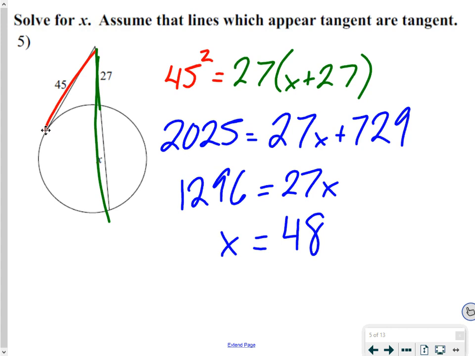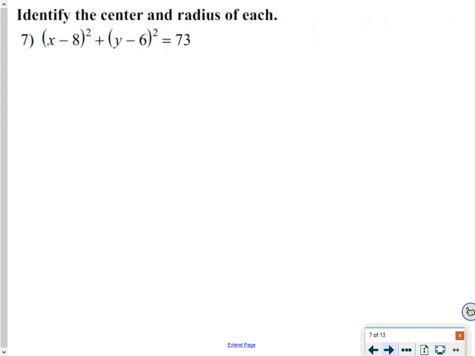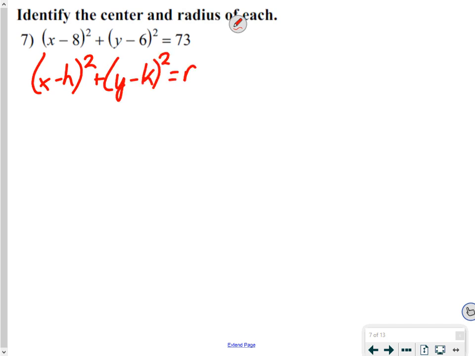All right, all the other examples that we're going to do are going to be over the center, radius, graphing, circle. So it's about the equation of a circle. So we're skipping 6, going on to 7. All right, so it says identify the center and radius of each. Remember, we just got to recognize that this is a standard equation for a circle.